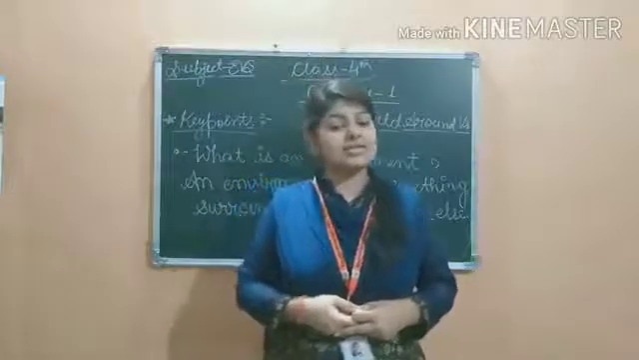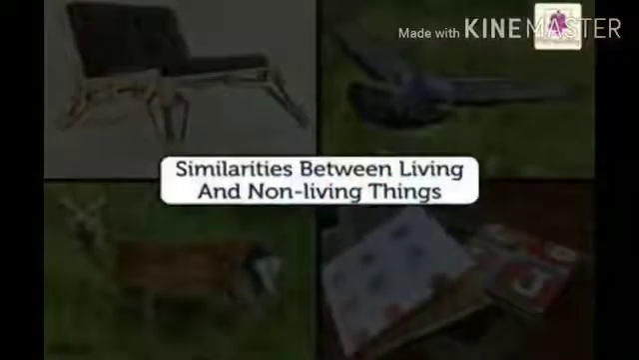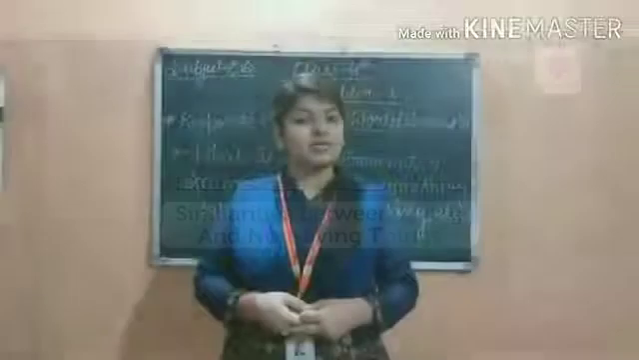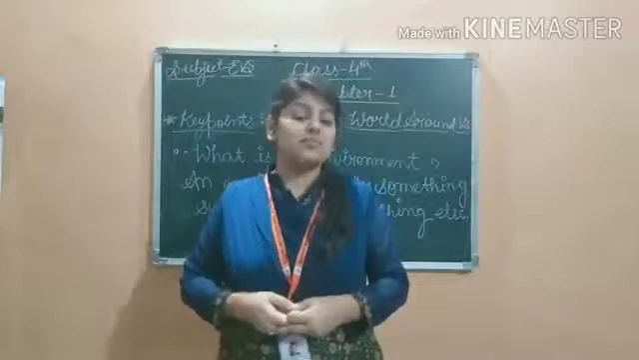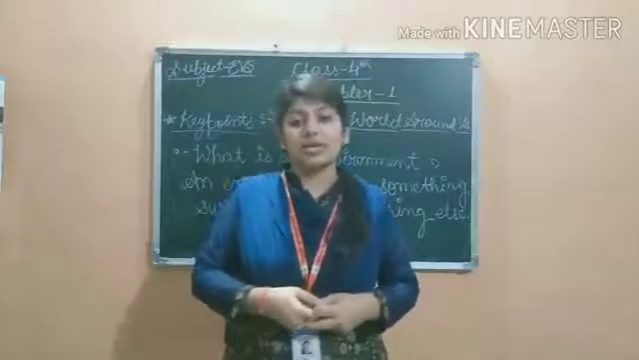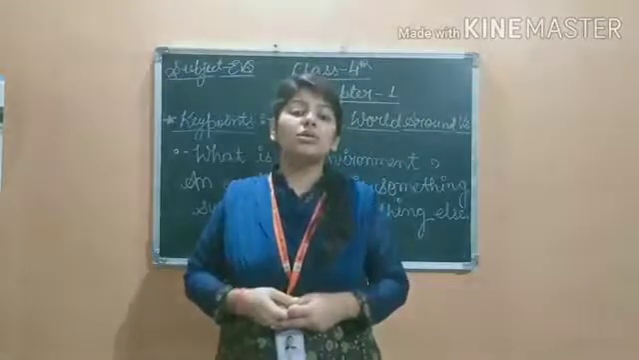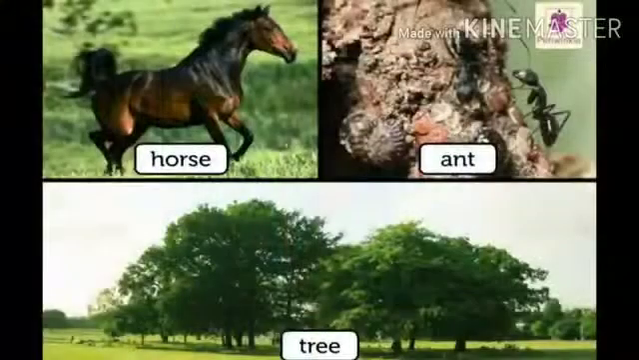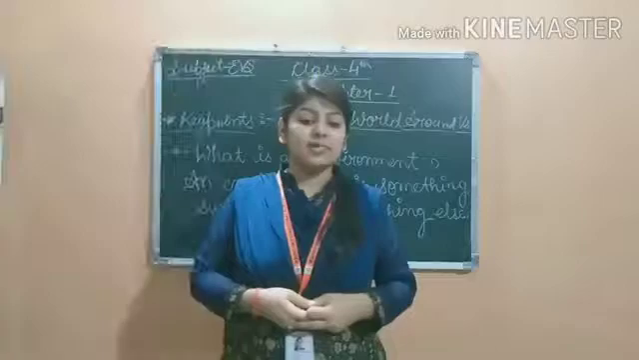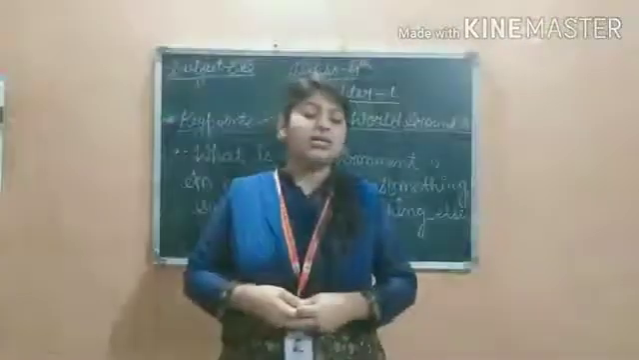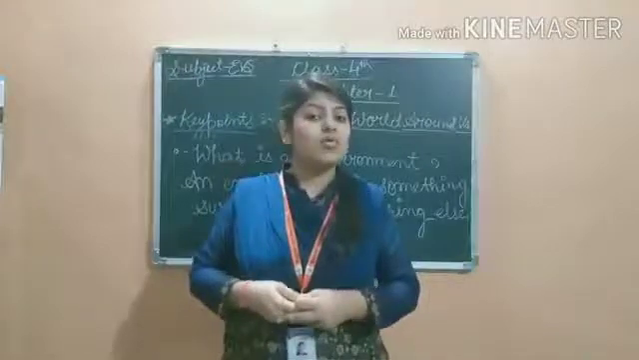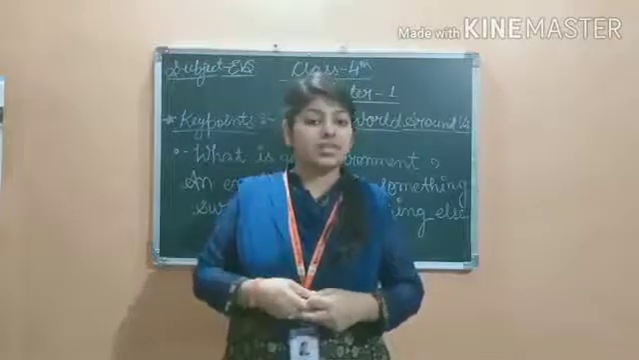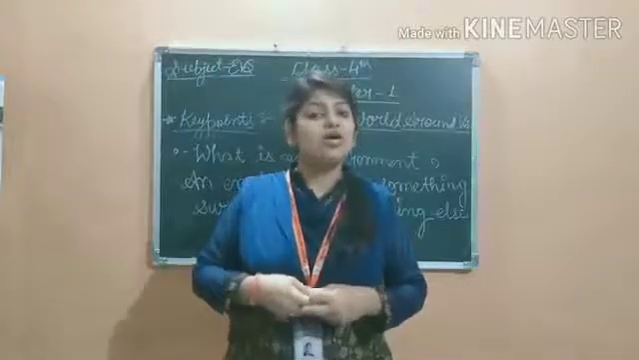Now, let us discuss some similarities between living things and non-living things. The first similarity between living and non-living things is they both have a particular shape. As a horse, ant, and a table. These three have their own shape. Horse and ant are living things, whereas table is a non-living thing.